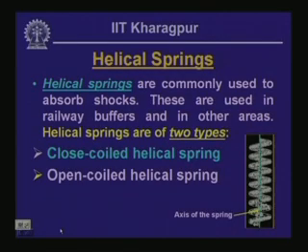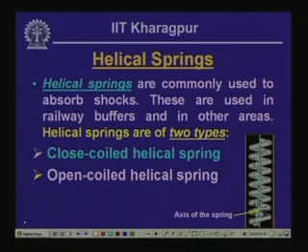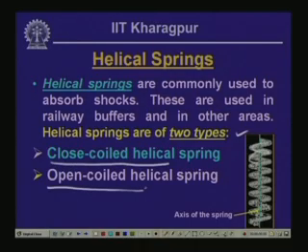Now, having looked into this, let us look into the aspects of the open coil helical spring. As I had told you last time, helical springs are commonly used to absorb shocks, and these are used in railway buffers and many other areas. And helical springs, which have a helix in this form, are of two types. One is called the closed coil helical spring and the other is called the open coil helical spring.